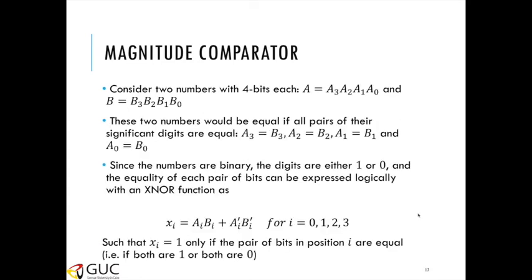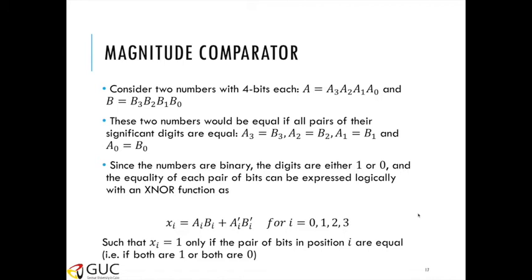So consider two numbers with 4 bits each. So the number A having values A3, A2, A1, and A0, and B in the same manner designated with B3, B2, B1, and B0. These two numbers would be equal if all pairs of their significant digits are equal. In other terms, if A3 is equal to B3, A2 equal to B2, A1 equal to B1, and finally A0 equal to B0.